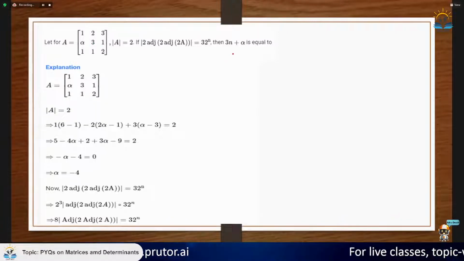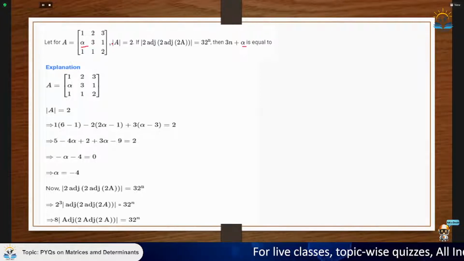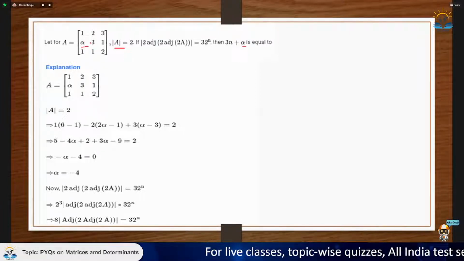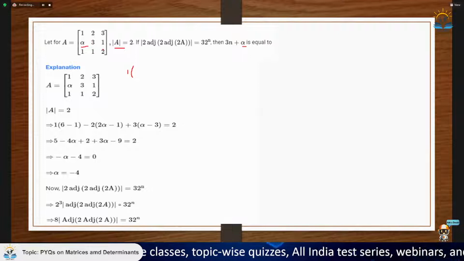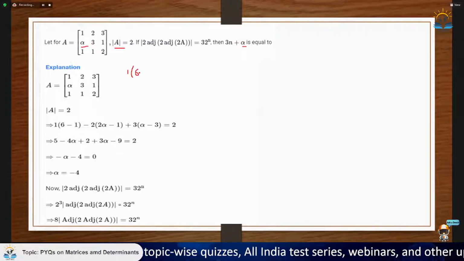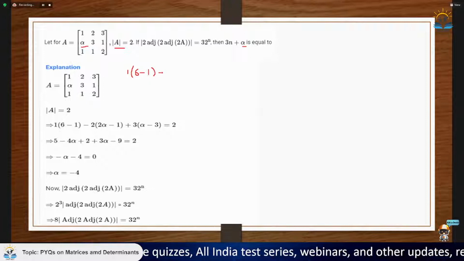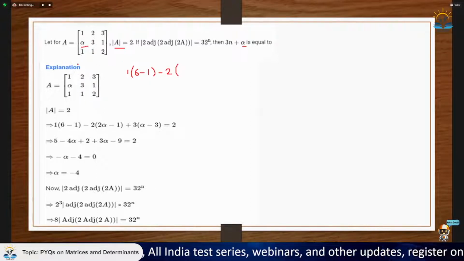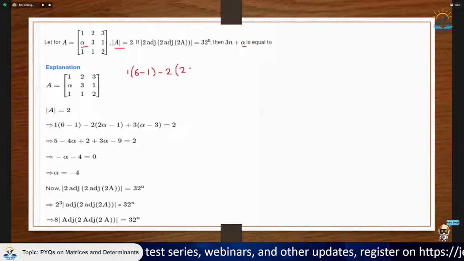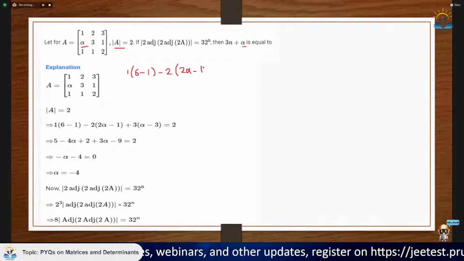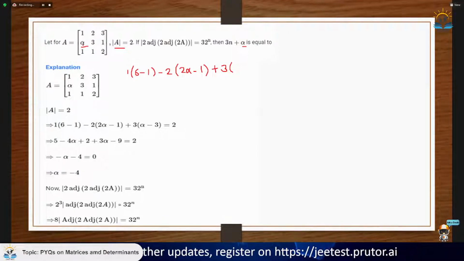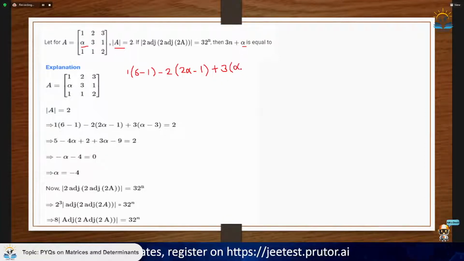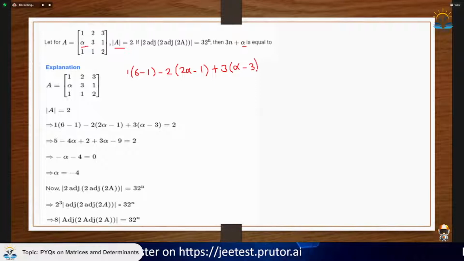But since they're asking you alpha, firstly you need to calculate the value of alpha. So how will you calculate? Determinant of A is given to you, just calculate the determinant and equate it to 2, you will get the value of alpha. So it would be 1 times 3 into 2, 6 minus 1, minus 2 times 2 alpha minus 1, plus 3 times alpha minus 3, equal to 2.